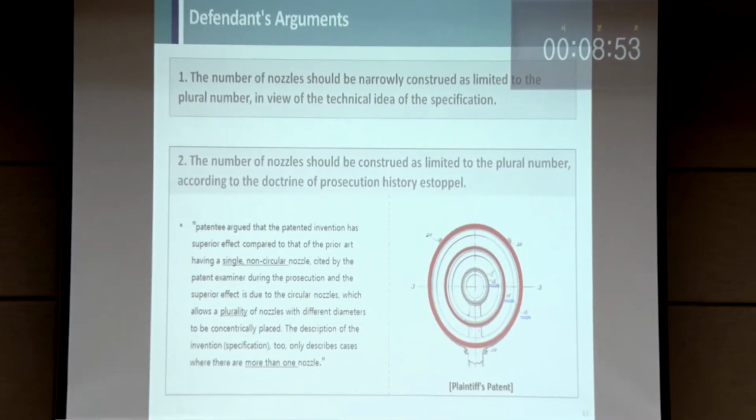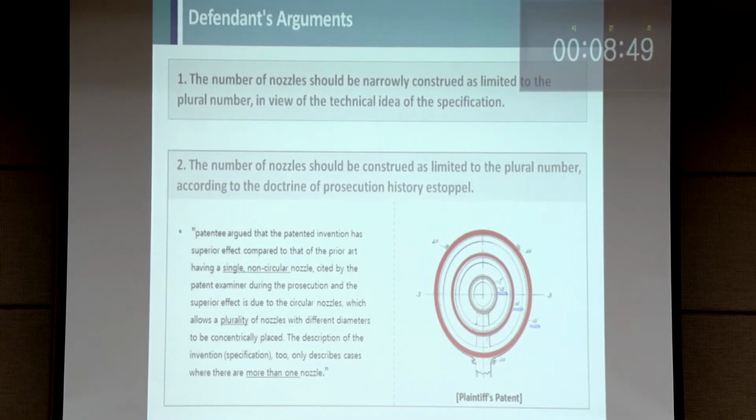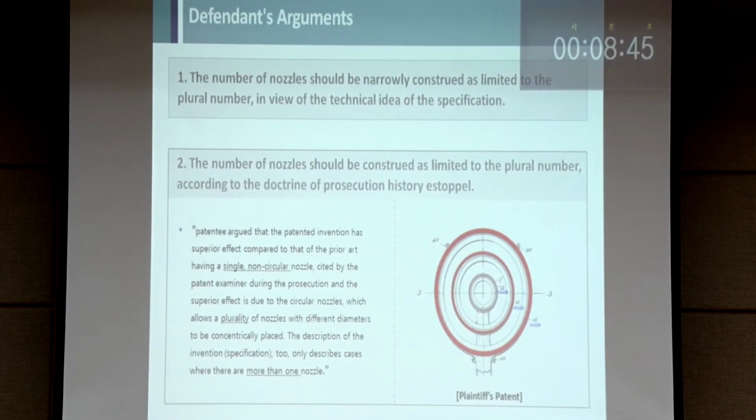Defendant's counsel went on at length about the alleged difference between the two technologies, but we agree that the nuanced difference in technology is out of the scope of the argument today. More importantly, what defendant has been doing here is basically trying to read what's disclosed in the specification, meaning the three nozzle embodiment, into the scope of the claim, which is not allowed under the Korean patent law.